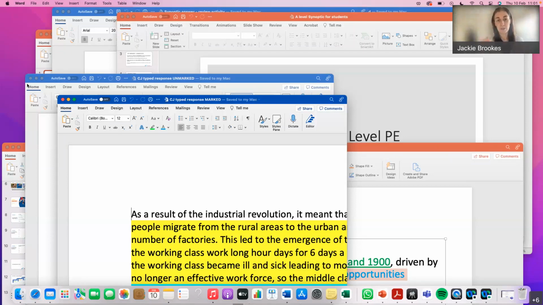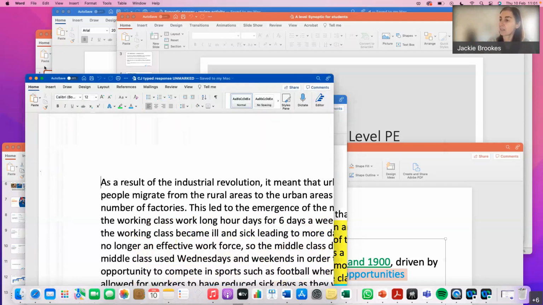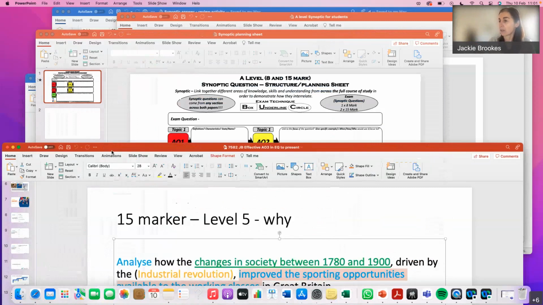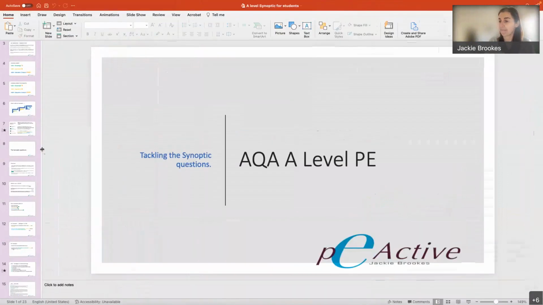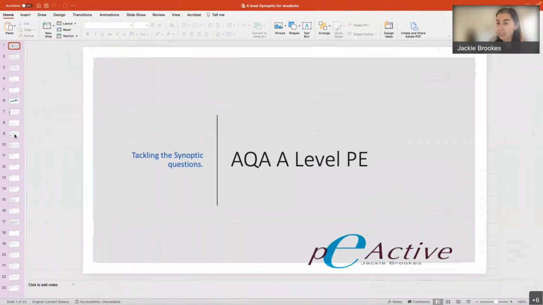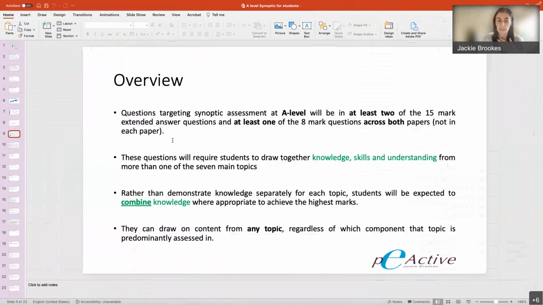So the way the synoptic question works is, in fact, let me share my screen so you can see it. This will be good for you in particular, Amy. So across the 2 papers, at least 2 of the 15-mark questions and at least 1 of the 8-markers, so 3 in total, will be synoptic. That means it can basically put 2 topics from anywhere together to make 1 question.